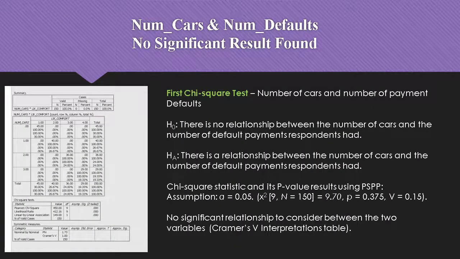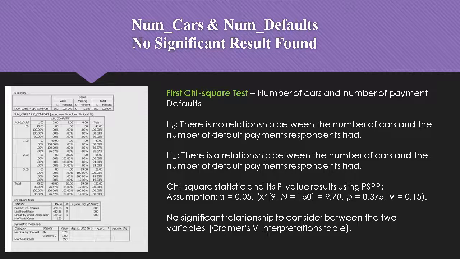Okay, our first chi-square test. It's the number of cars that the respondents own and the number of payment defaults relative to those. Our null hypothesis indicates that there's no relationship between the two, and the alternative hypothesis indicates that there is a relationship between the number of cars and the number of default payments that the respondents had. We're making an assumption that alpha is 0.05.